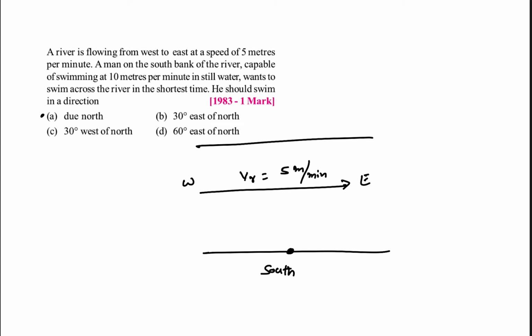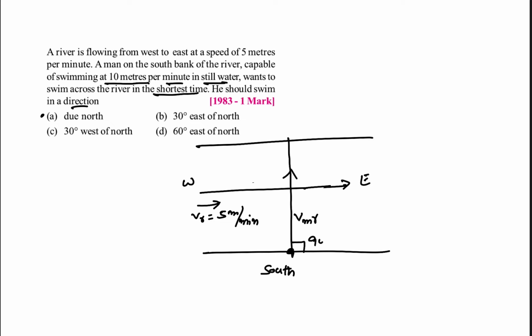A man on the south bank of the river, capable of swimming at 10 meter per minute in still water. Okay. He wants to swim across the river in the shortest time. He should swim in which direction? Direct question they are asking. We can see whatever the VR value is, I will write like this. VR is equal to 5 meters per minute.